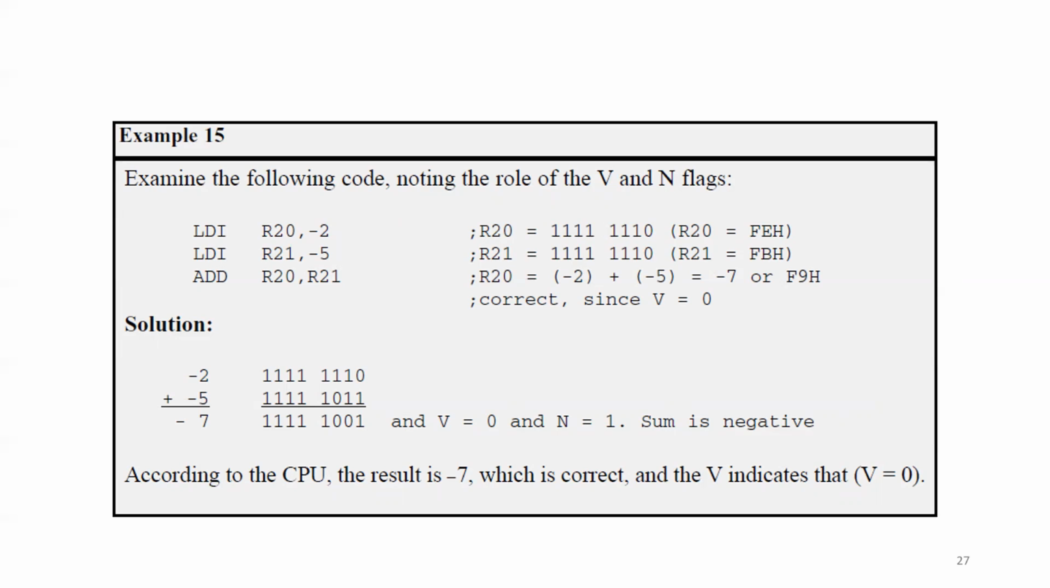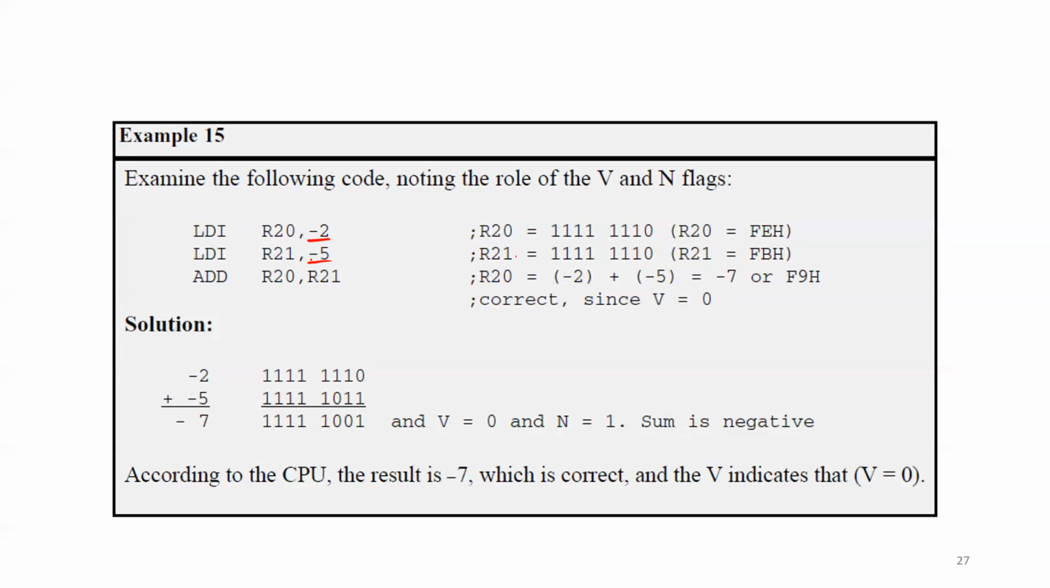Examine the following code, noting the value of V and N again. So we have here LDI R20 with minus 2. So you can add, by the way, this instruction is valid. So you can add the minus sign as negative number like that. So defining the number like that is okay. So we have -2 and -5.